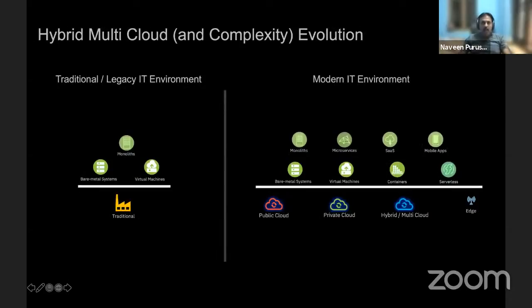Okay, so before we get into what is AIOps and why AIOps is important for IT service management, I thought it would be important we go through the evolution of the hybrid multi-cloud scenario and the complexity that is introduced. If you look at the left-hand side of the screen, you can see a traditional or legacy IT environment, which normally involved a data center at a specific location. At the max, it had virtual machines running on physical machines, or sometimes workloads were deployed directly on the physical machines.